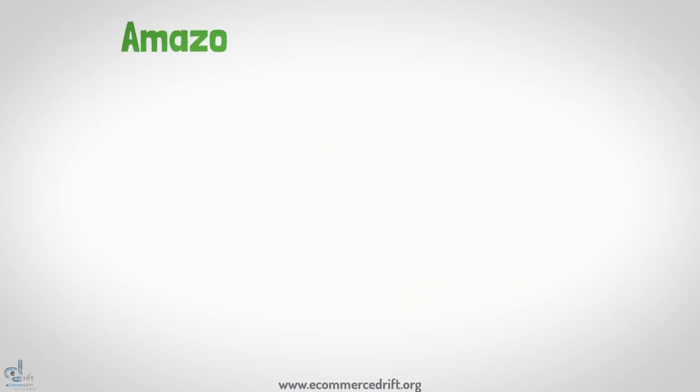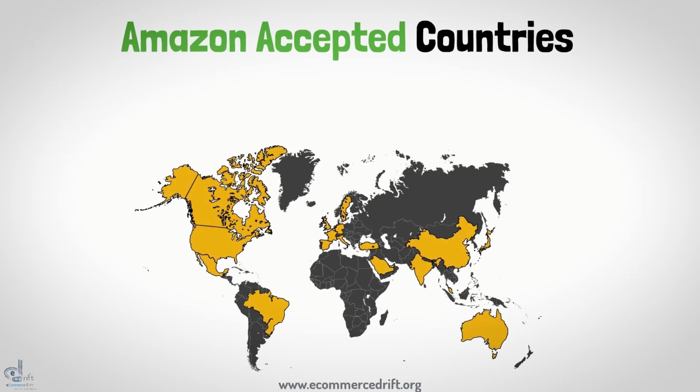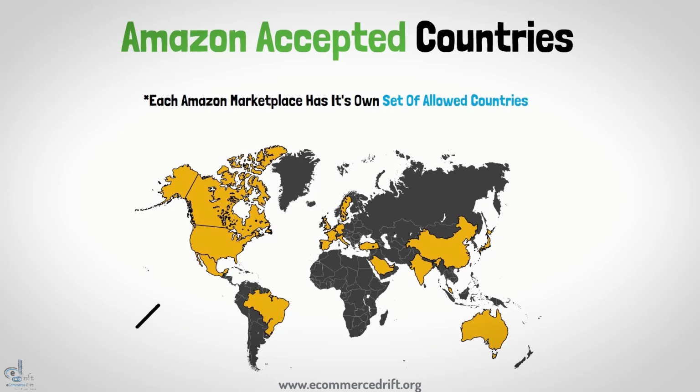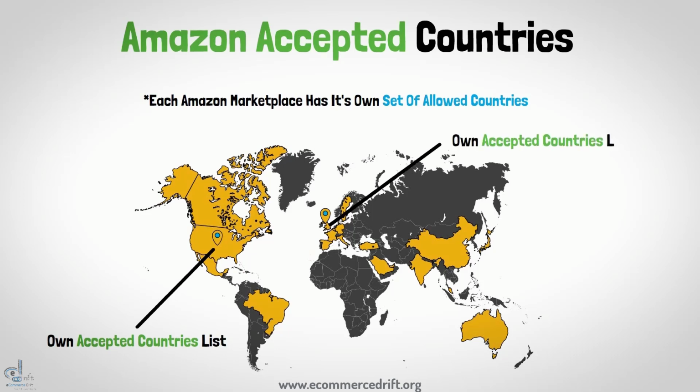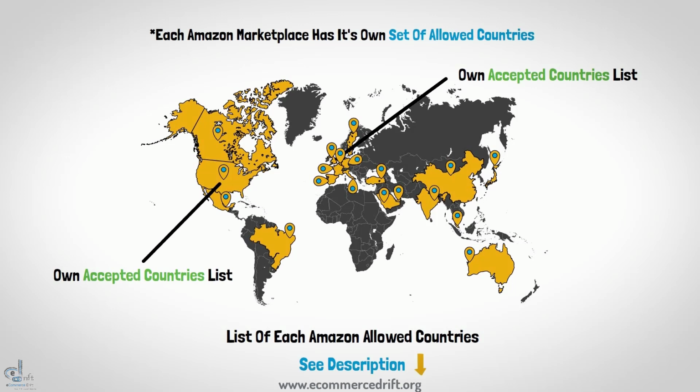If you have gone through the previous lectures, you know that Amazon currently has 19 marketplaces. Each Amazon marketplace has its own set of allowed country list. For example, if you want to sell in the US market, it has its own set of allowed countries. Likewise, the UK market has its own set of lists as well. The same holds true for the rest of the Amazon marketplaces as well. As to answer how to see those countries for a particular marketplace, we will leave links in the description for the list of allowed countries for each respective Amazon marketplace.